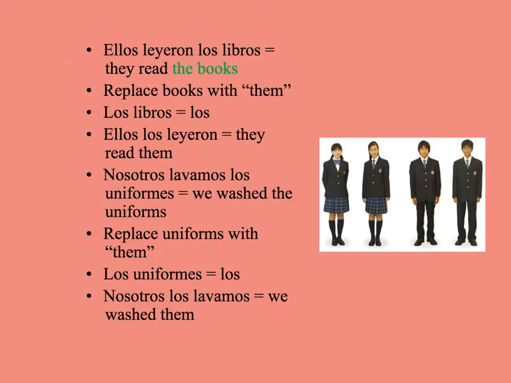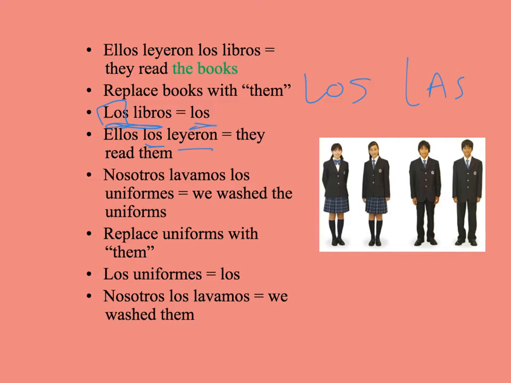Okay? A few more examples. Ellos leyeron los libros. They read the books. Books is your direct object. You're going to say they read them. So them is either los or las. Because I'm replacing libros and it's masculine, I'm going to choose los, which is also masculine. They have to match. When I rewrite my sentence, I put los in front of my conjugated verb. Los leyeron. They read them.